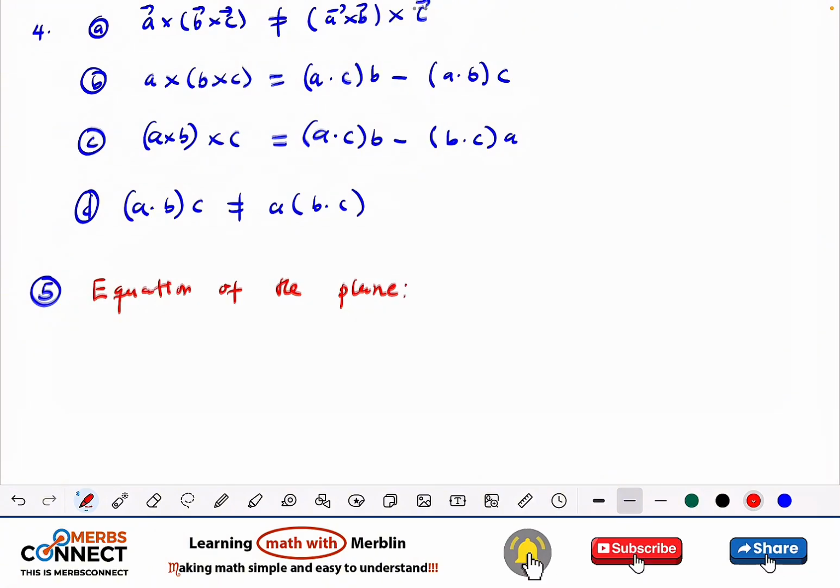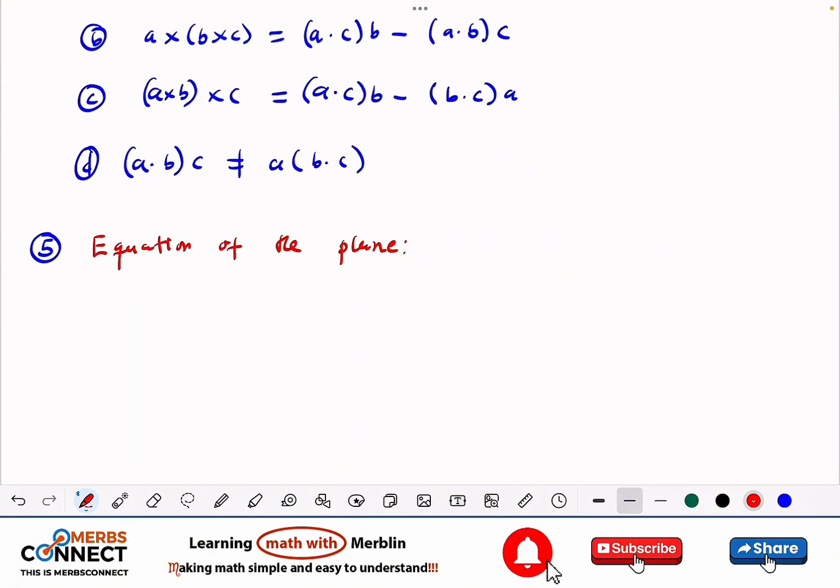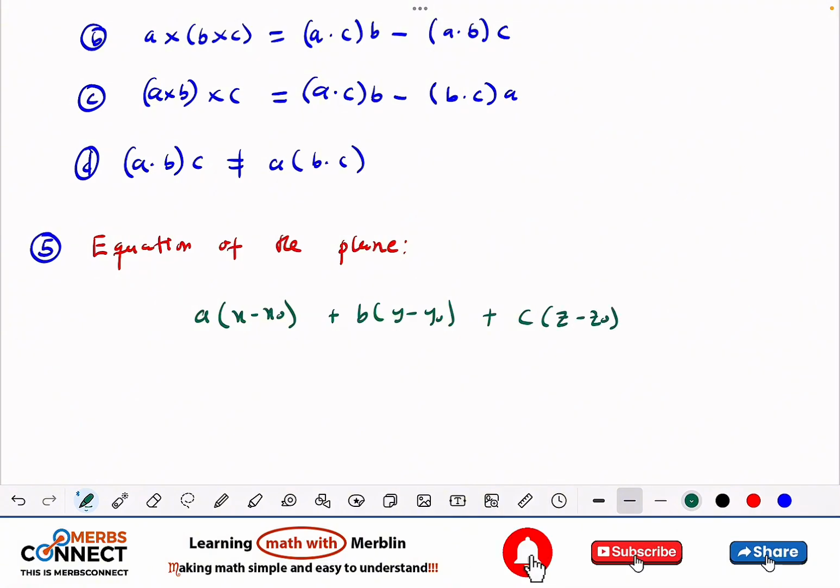So the equation of the plane is giving us a(x − x₀) + b(y − y₀), is it supposed to be squared? No, there's no squared. It should be just like this, plus c(z − z₀), and then this should be equal to 0. So this is the equation of the plane.